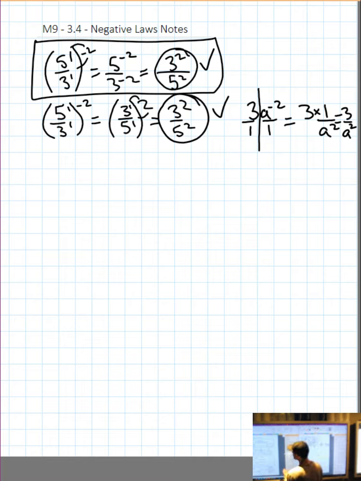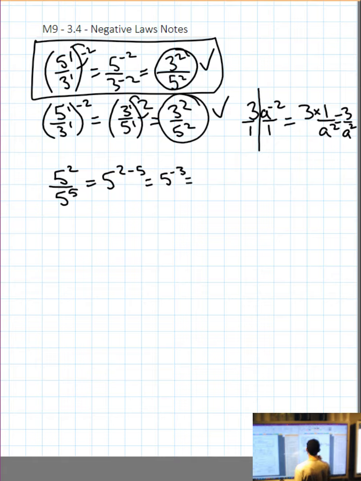Okay, so let's take a look at 5 squared over 5 cubed. Now, take a look at the notes. The first one says 5 to the 2 minus 5. Excuse me, that is a 5 on the bottom. So that's 5 squared over 5 to the 5. So we're going to subtract the exponents, and we get 5 to the negative 3. And then we know to bring it to the bottom, start off with a fraction, and put on the bottom, make the exponent positive.